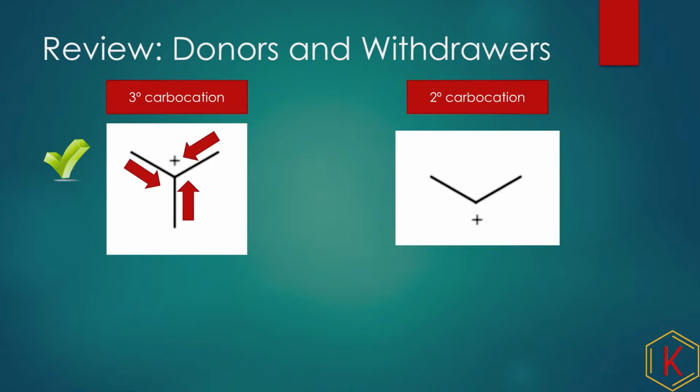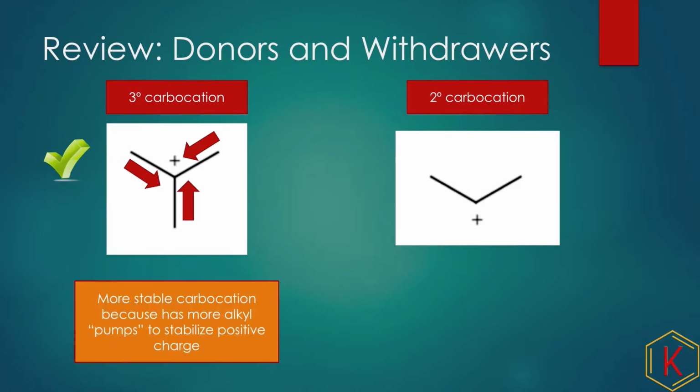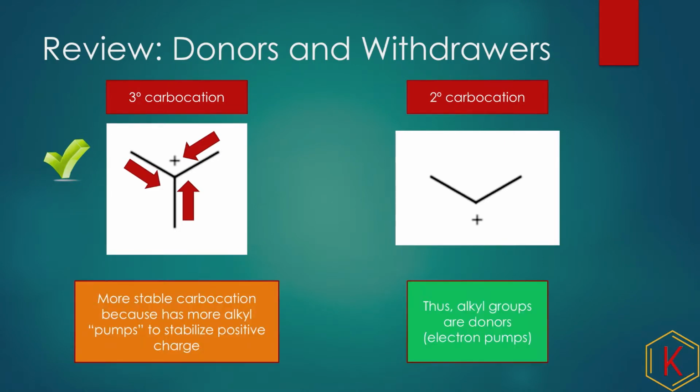That is, the 3 methyl groups attached to the positive carbon pump electron density down their sigma bonds, stabilize the positive charge. Tertiary has 3 pumps, secondary only has 2, so that's why the tertiary is more stable. What can we conclude? Alkyl groups are electron pumps, or donors. Another group you're going to see on the benzene ring that could be a donor is the ether group. That oxygen with the lone pair is great at donating charge into the ring.